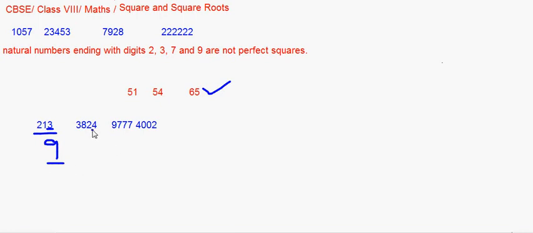Similarly, 4 squared is 16, so 6 will be in the unit place. That's an even number. For 9777, the last digit is 7 and 7 squared is 49, so it will get a 9. That's again an odd number. For 4002, your unit digit is 2, and if we square it, we get 4. 4 is an even number, so 4002 squared will be an even number.